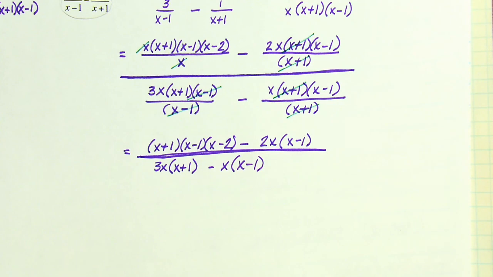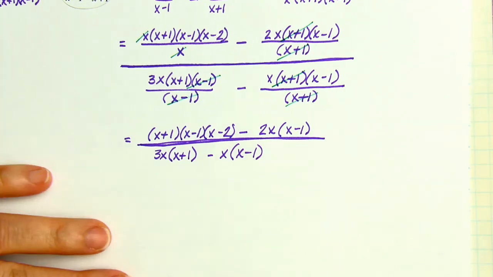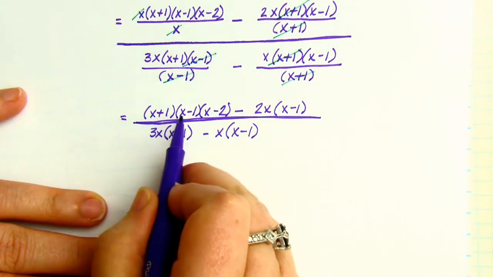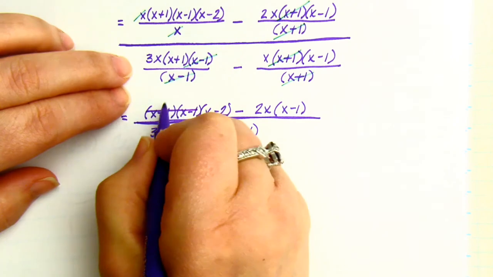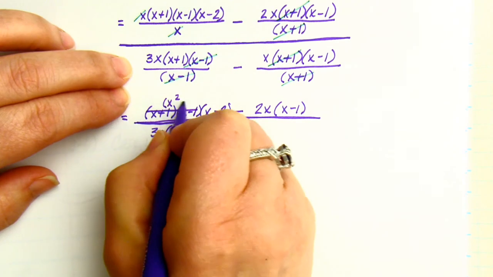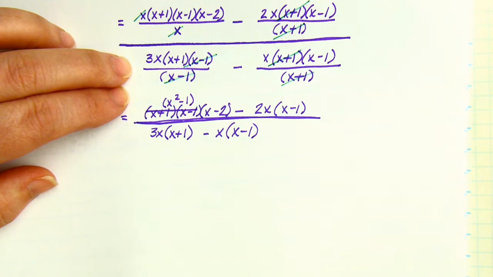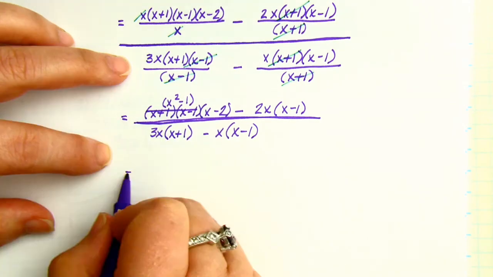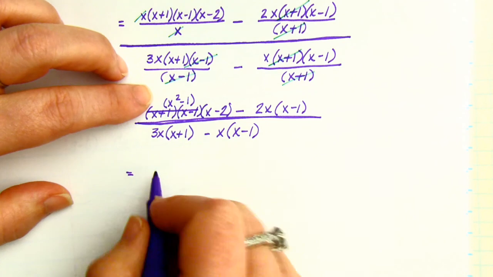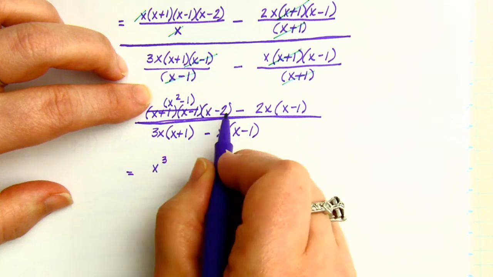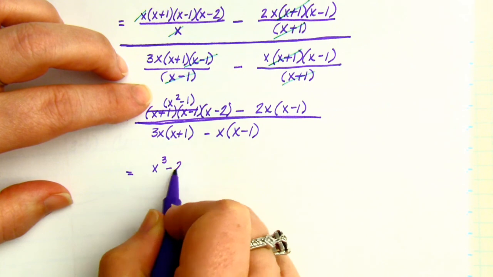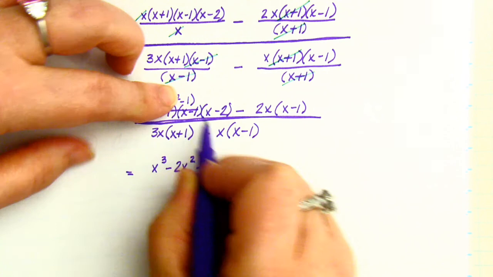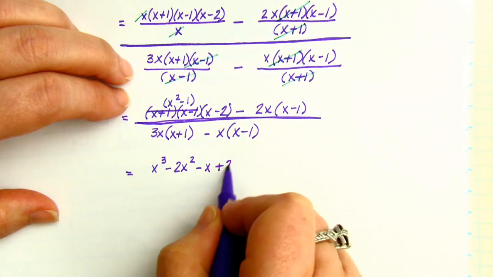So I'm just copying what's not crossed out. Subtract x times x minus 1. We have to simplify this. You could, to save one step at least, x plus 1 times x minus 1, when I multiply those, that gives me x squared minus 1, because those are conjugates. All right, so now I'm going to FOIL. You have to FOIL. X squared times x is x cubed. X squared times negative 2 is negative 2x squared. Negative 1 times x is negative x. Negative 1 times negative 2 is positive 2.